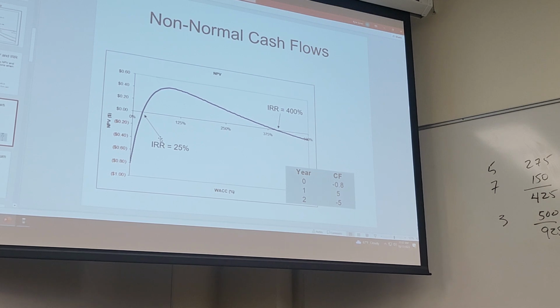If I go borrow at a reasonable rate, it's going to be a bad project. It's also a loser at a cost of capital above 400%. I hope I don't have a business where I have required returns of 400%, right? Between 25% and 400%, this is a good project.